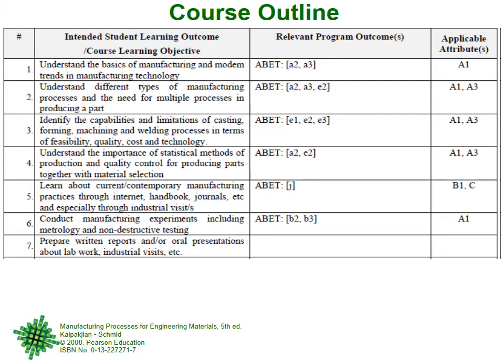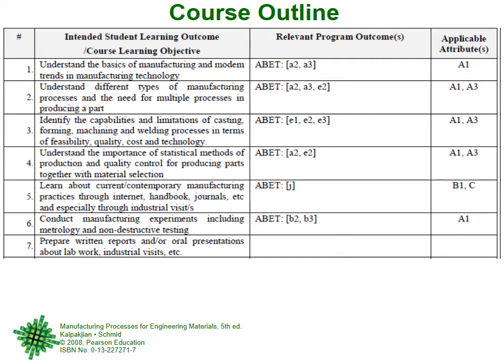So in ABET, they used to have outcomes a, b, c, d, a small a, b, c, d. These were the outcomes that ABET wanted in all engineering graduates around the world. So the course objectives we aligned with ABET A2, A3, E2, E1, E2, E3, J, B2, B3. So this means that the course learning objectives that we have designed, that after the end of a course in manufacturing, our graduates should have these abilities. Then according to the ABET system, they satisfy these.